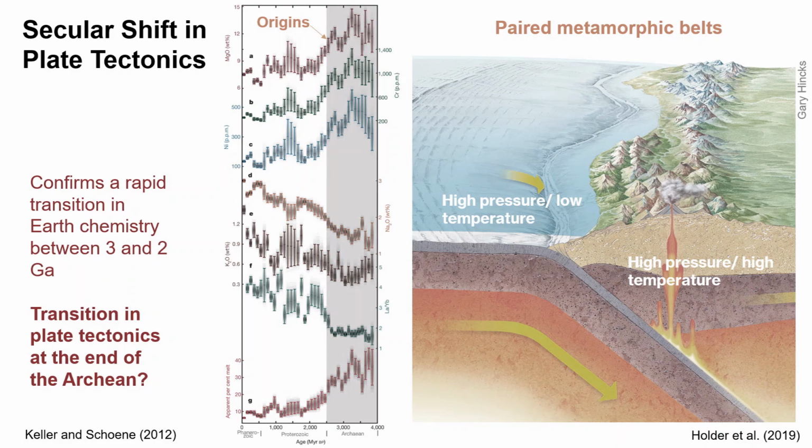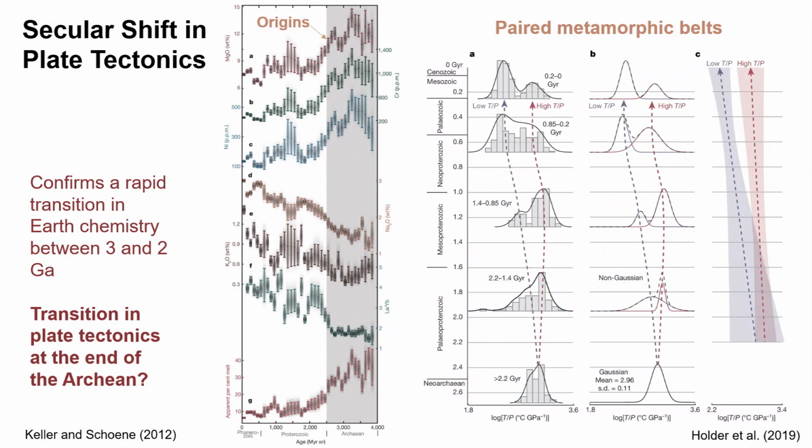And what's really cool is when we look at metamorphic rocks, we can actually see what's known as paired metamorphism, this juxtaposition of these two regimes in Earth conditions. And we can see in metamorphic rocks that they appear to originate prior to 2.2 billion years ago. So taking all this information together, it seems very likely that plate tectonics emerged, I guess, around 3 to 2.5 billion years ago.